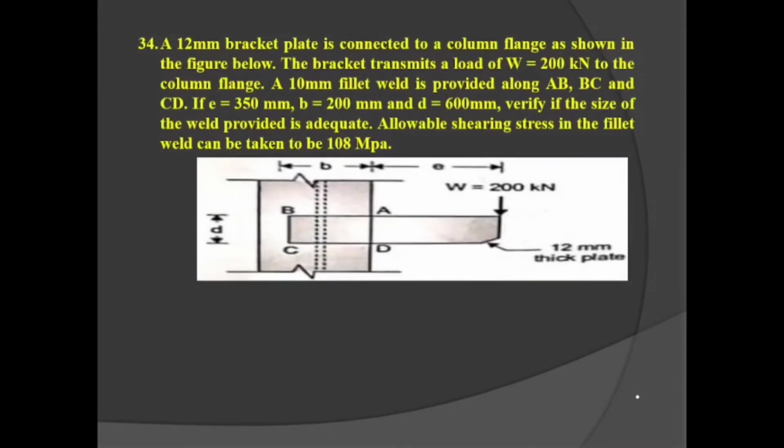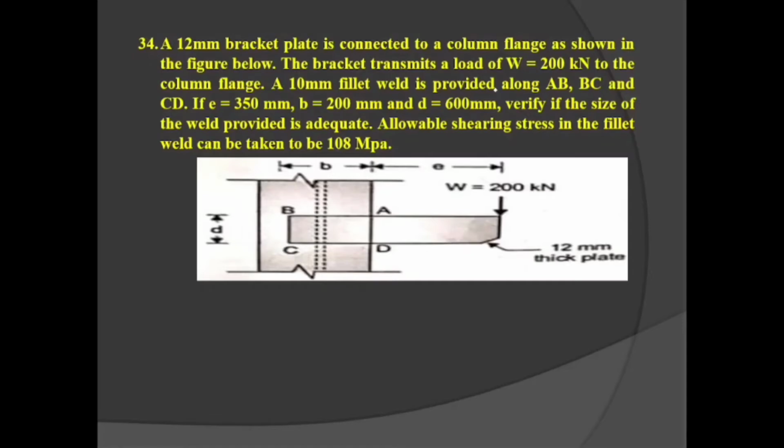34th question. A 12 mm bracket plate is connected to a column flange as shown in the figure. The bracket transmits a load of 200 kilonewton at an eccentricity E. Basically, this is an out-of-plane eccentric welded connection, where eccentricity and so on are also measured from the CG of the rivet group or the weld group.